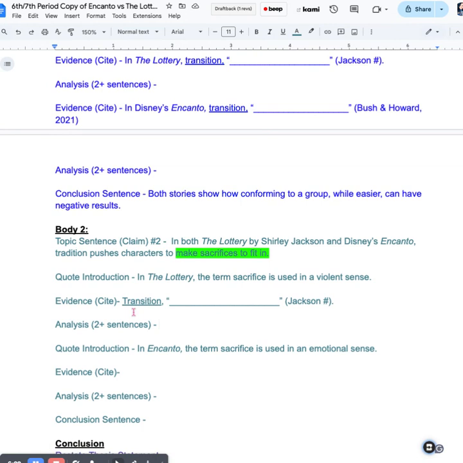So very similarly, we are going to do the same thing for Encanto, but we don't want to take the Jackson part. We are going to put Bush and Howard, comma, 2021, because that's what we did last time with the period at the bottom, just like how we did right here. Okay, but again, we're not going to say in Disney's Encanto, in the lottery, because we've already stated which story we're talking about in our quote introduction for this paragraph.